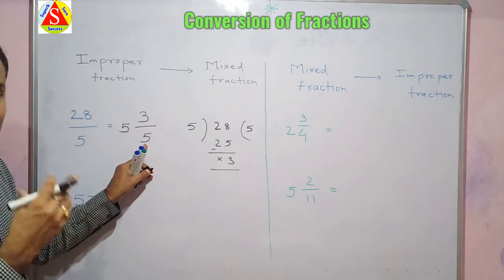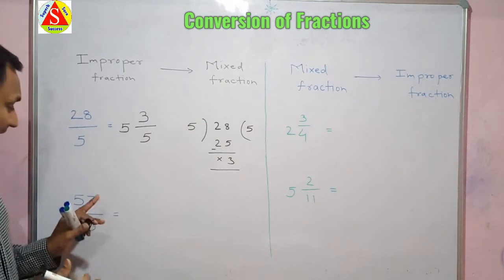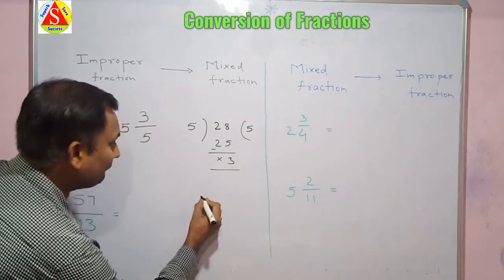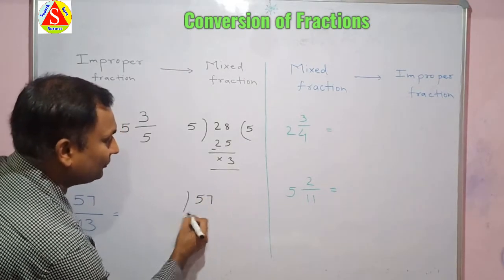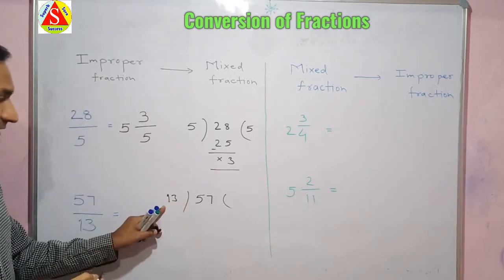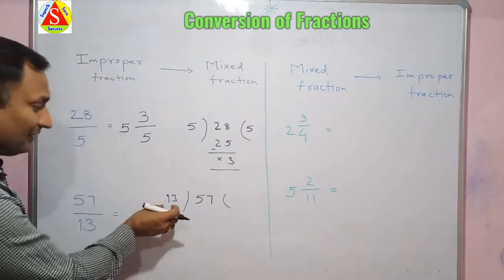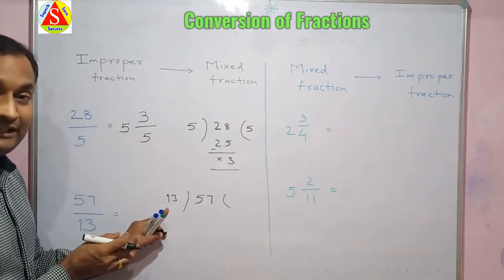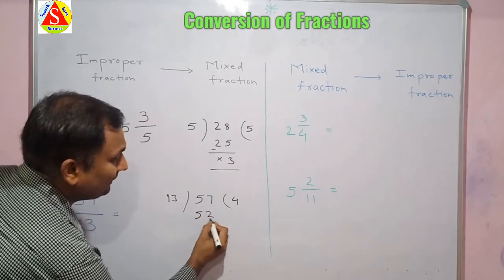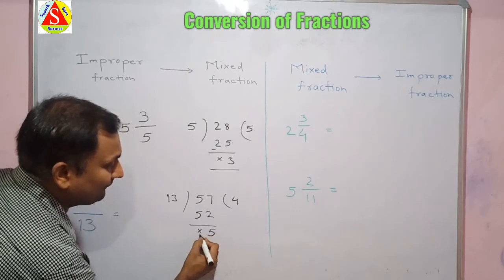So I hope this is clear to you. One more example we are going to see. Let's divide 57 by 13 and convert it into mixed fraction. Dear students, we will follow the same process. Here 13 is the divisor and 57 is the dividend. When we divide it, 13 fours are 52. Here we subtract 52 from 57 and we get remainder 5.